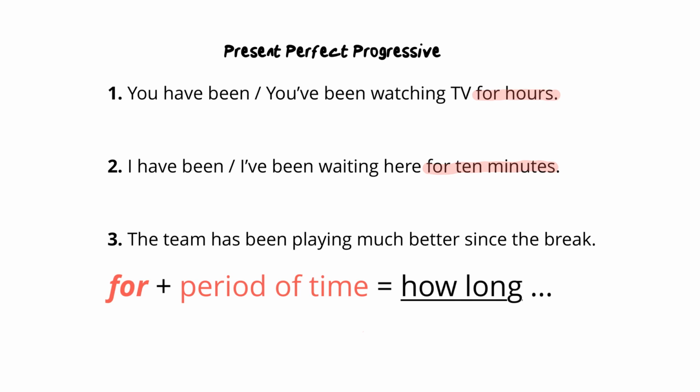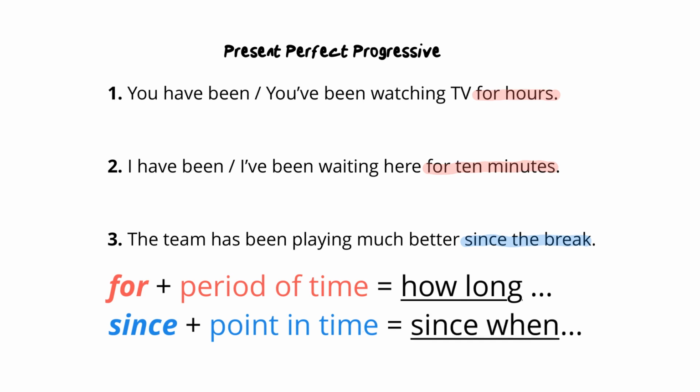Let's move on to sentence number 3. Here, the word since does not indicate a period of time in the past, but a certain point in time. Namely, not 2 hours ago or 4 minutes ago. Since the break, the team has been playing much better. So the use of the word since, together with the present perfect progressive, indicates since when exactly, so a point in time in the past, something has already been going on.